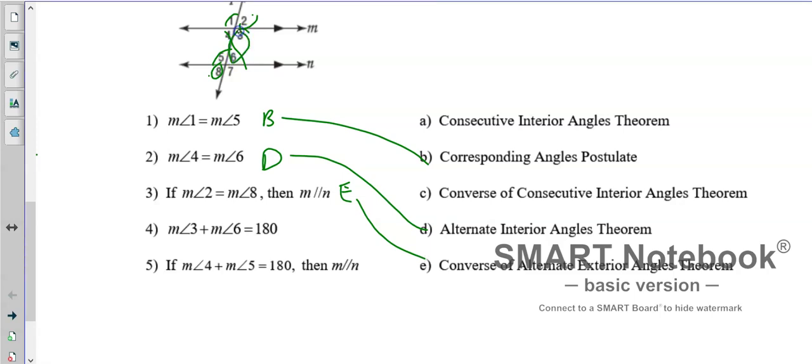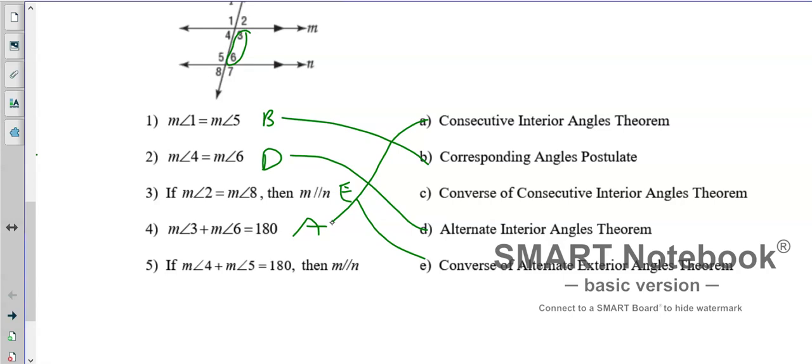3 plus 6, angle 3 plus angle 6 is 180. Well, those are both right here. Let me kind of clean this up. 3 and 6 are both here. They're both interior, but they're on the same side of the line. So we call those consecutive interior. Some books call it same side interior.